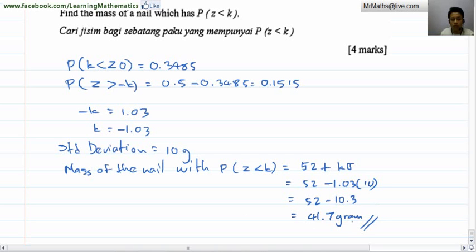If you have any question, we have completed everything by now, all the 25 questions of paper 1. I shall continue with paper 2. So if you have any question, then just email me.